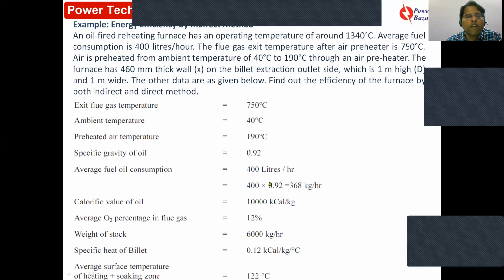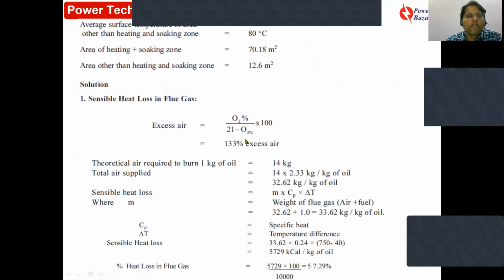So these are all given data. Now, what is the average surface temperature other than the heating and soaking zone? It is 80 degrees Celsius, also given. The area of the heating and soaking zone is 70.18 square meters, and the area other than the heating and soaking zone is 12.6 square meters. These are required to find out the heat loss from the surface.